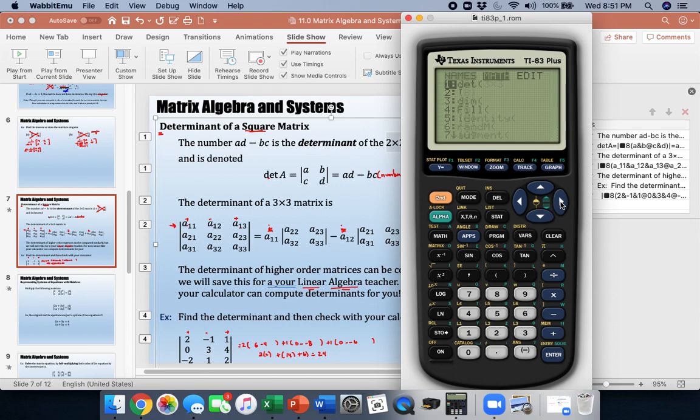Matrices on the calculator is so clunky. 2, negative 1, 1, 0, 3, 4, negative 2, 1, and 2. So that means that I've done something wrong here. 6 minus 4 is 2. 2 times 2 is 4. Eight. Oh, I added that twice, didn't I?